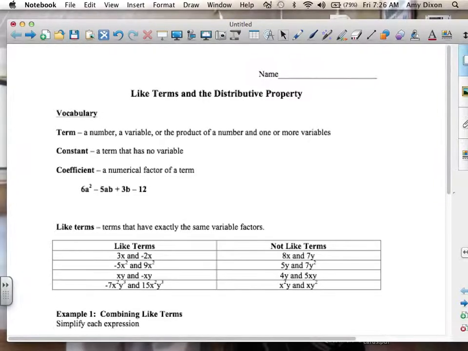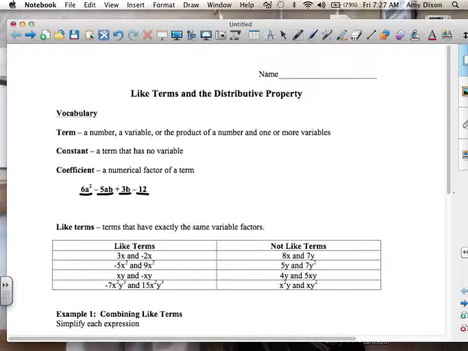Okay, class, today we're going to look at like terms and the distributive property. The first thing we want to look at is a term. It's a number, a variable, or the product of a number and one or more variables. Some examples of terms are right here in this expression: 6a squared minus 5ab plus 3b minus 12. Those are four different terms that make up that expression.